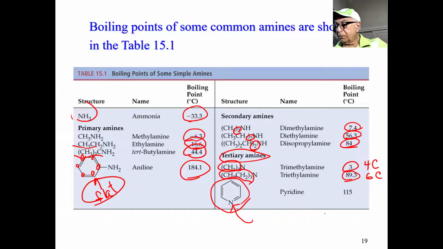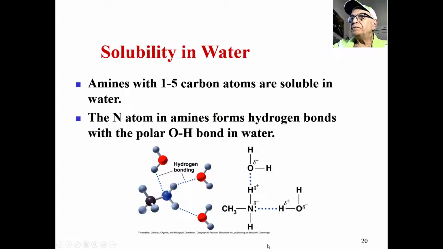And in pyridine, the boiling point is still higher because the pyridine ring is flat. And we have replaced a carbon with an atomic mass of 12 with an atomic mass of 14, which is the atomic mass of nitrogen. So that's how we interpret the difference between the boiling points of different amines.